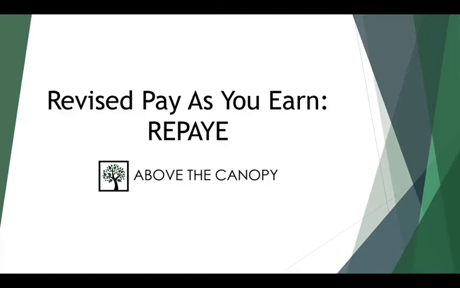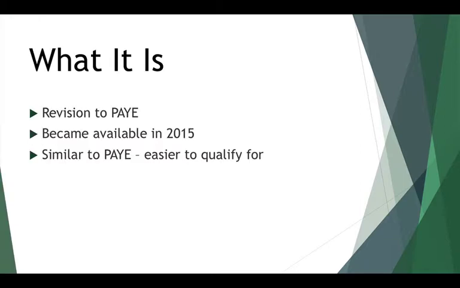This is Above the Canopy, and today we're talking about revised pay-as-you-earn, or REPAYE. REPAYE is one of the 4 income-driven repayment options available to federal student loan borrowers. Basically, REPAYE was a revision to the pre-existing pay-as-you-earn income-driven option. It was passed by President Obama and became available to borrowers first in 2015. It's quite similar to pay-as-you-earn, except for the fact that it's far easier to qualify for.